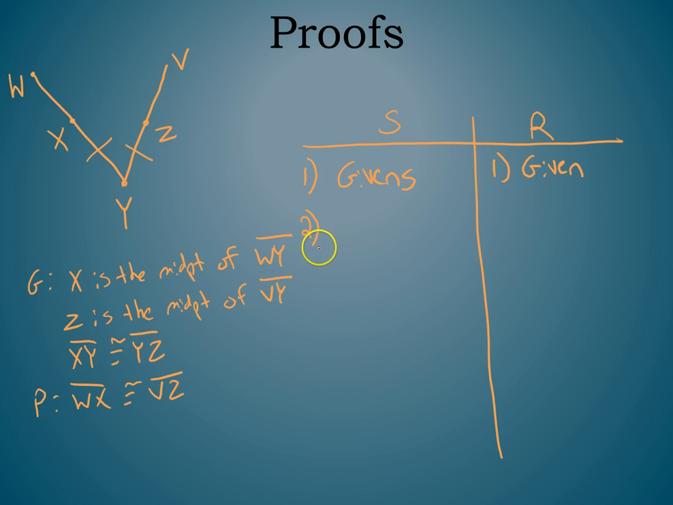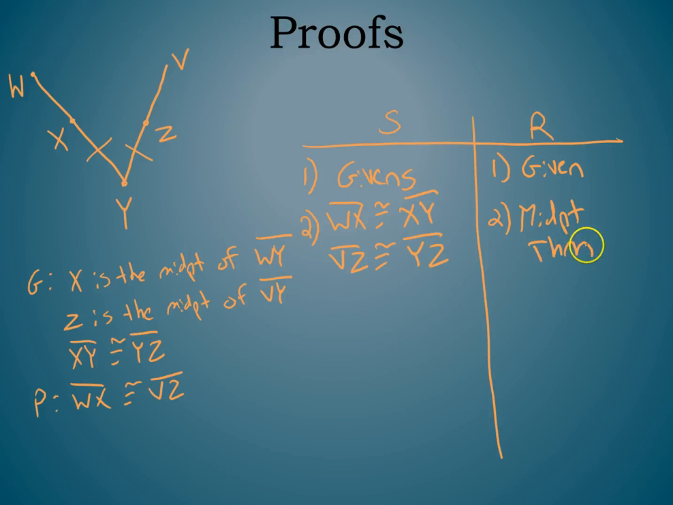Now, the question is, what does it mean to be a midpoint? A midpoint means that we have two congruent pieces. So WX is congruent to XY, and VZ is congruent to YZ. That's our midpoint theorem. Now I have the congruence. The given statement told me that XY is congruent to YZ, so I can replace the XY with YZ. So WX is congruent to now YZ.